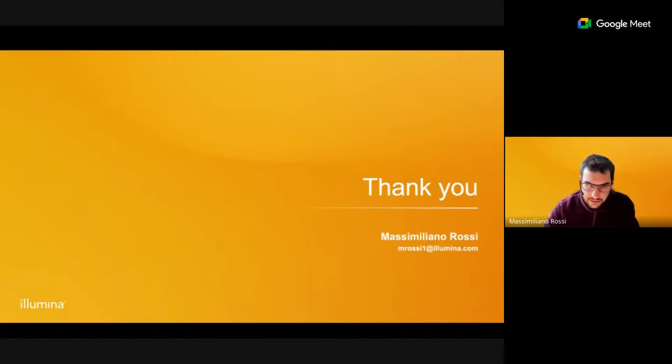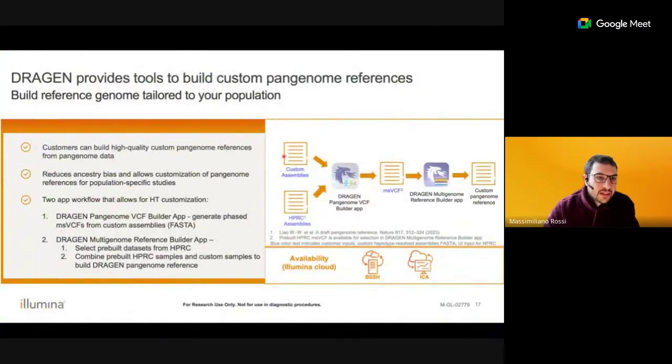Yes. So here we do provide pre-built assemblies for the HPRC, but there is no need to use them. If you have a collection of human samples, you can process them and then build the pangenome without including any of the HPRC assemblies. So the answer is yes. It could be completely unrelated to the HPRC set of samples.